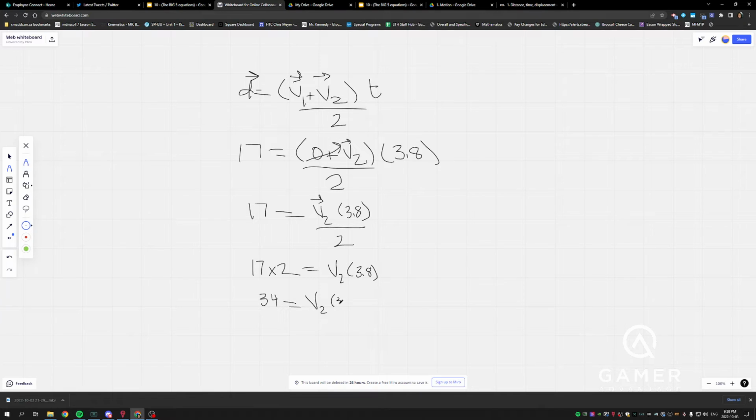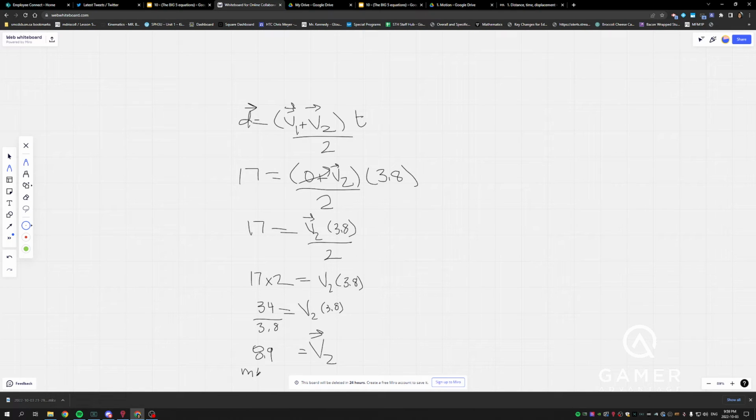And now I'm going to assess what's left in my equation. I almost have V2 by itself. I see that it's beside this 3.8, and we're multiplying these two things together. So to undo this multiplication, I just need to divide my left-hand side by 3.8. That leaves me with V2 by itself. It's nice and isolated. And in my calculator, I'm going to do 34 divided by 3.8, and I get 8.9 and a bunch of decimals, which just rounds down to 8.9. And this is, of course, meters per second.